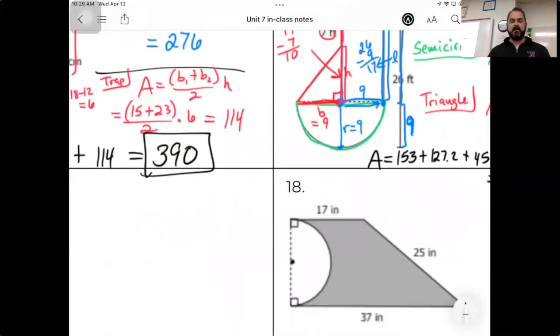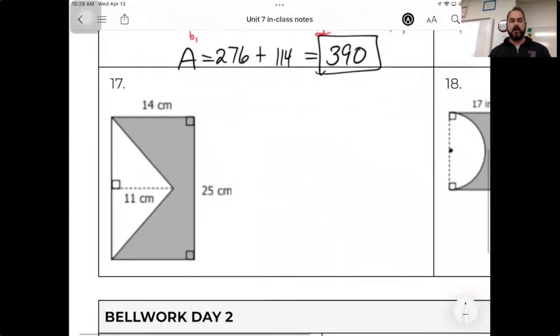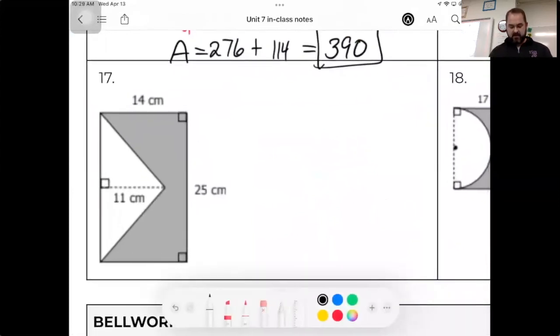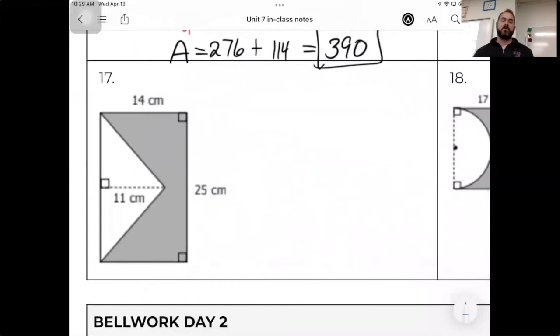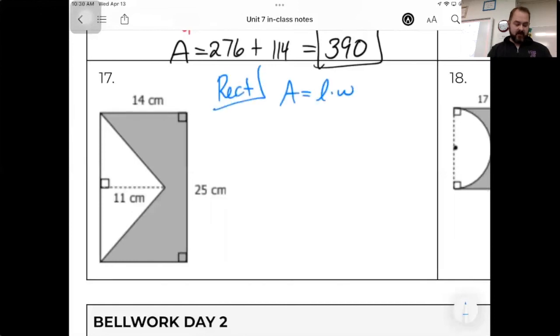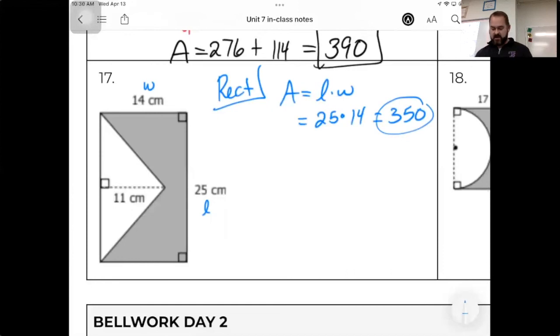All right, let's go ahead and take a look here at these next 2. All right. Number 17 is actually pretty straightforward. These are shaded region problems where I'm actually going to take the overall area and subtract out a missing piece. So I'm going to take this 17. For number 17, the overall shape is a rectangle. Area is just length times width, and I have both of those. There's my width, there's my length, or vice versa, it doesn't really matter. I'm going to do 25 times 14, which is 350. And I'm going to use that to subtract out the area of this triangle.